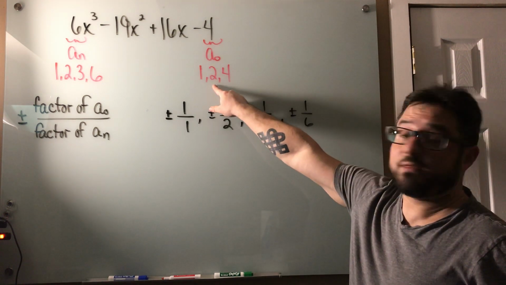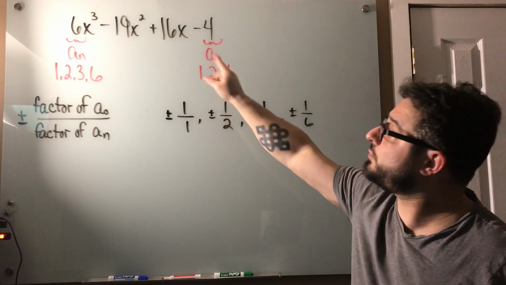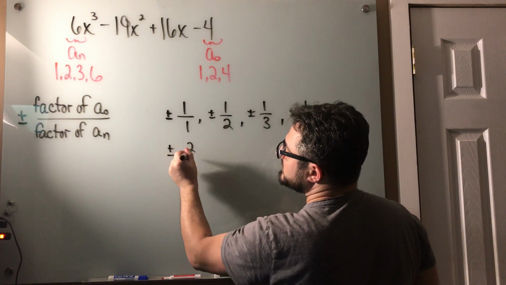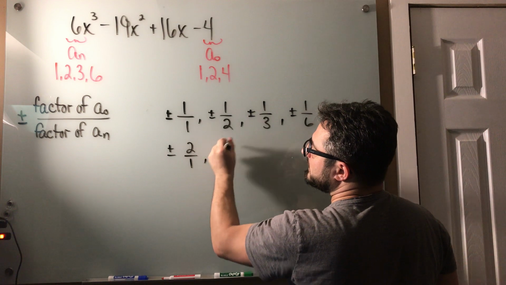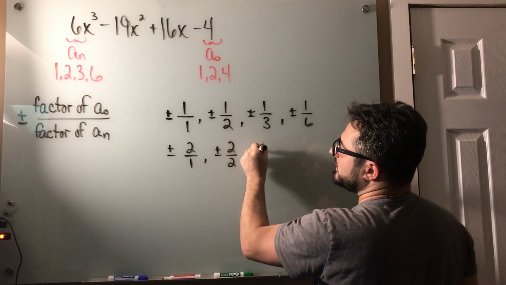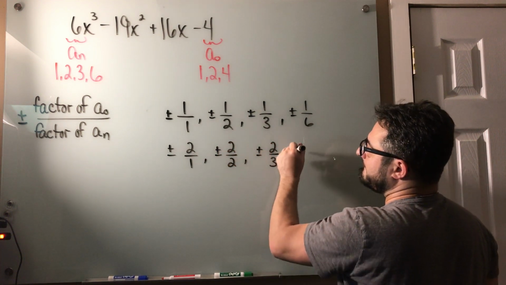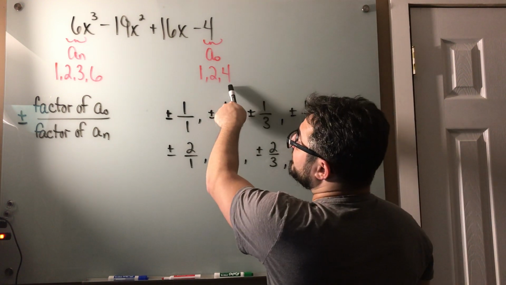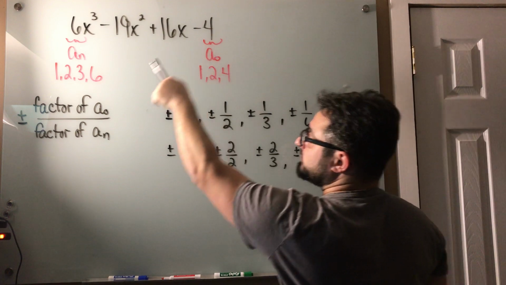I'm then going to repeat it with the 2. 2 over 1, 2 over 2, 2 over 3, and 2 over 6. And once more with the 4. 4 over 1, 4 over 2, etc.